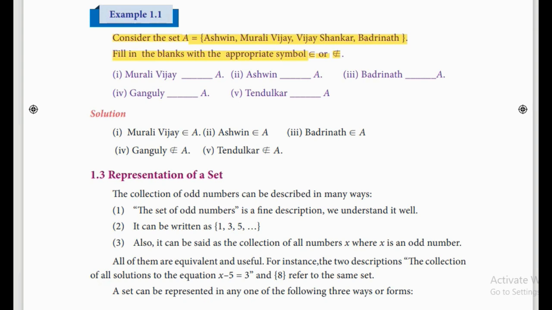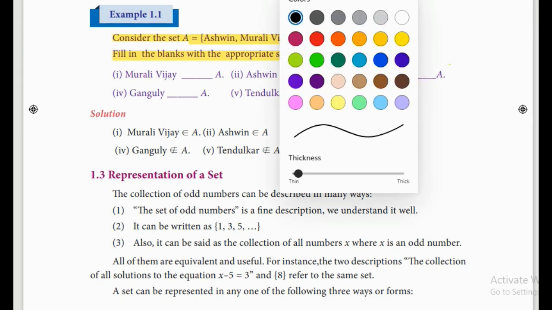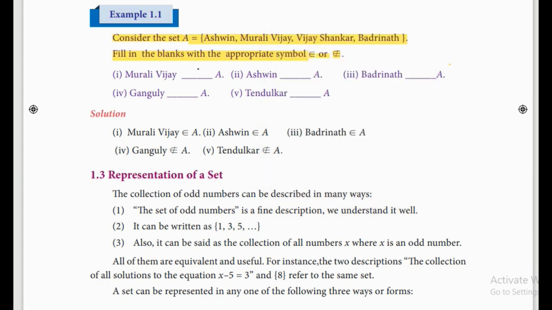You know where we have to use belongs to and where we use does not belong to. If it is an element, we use belongs to. If it's not an element, we use does not belong to. First one, Murali Vijay, blank, A. Is Murali Vijay in the set A or not? Yes, Murali Vijay is in the set A. So we can say that Murali Vijay belongs to the set A.